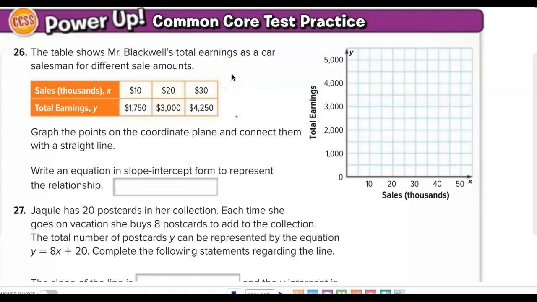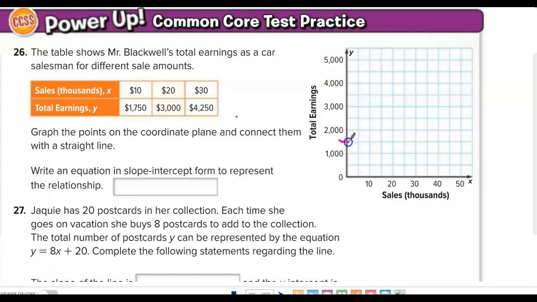So on number 26, the table shows Mr. Blackwell's total earnings as a car salesman for different sales amounts. So the sales are your X's, the total earnings are your Y's. So you should graph this. Your X is 10, so you go over 10 and you go up 1,750. So what is that in between?